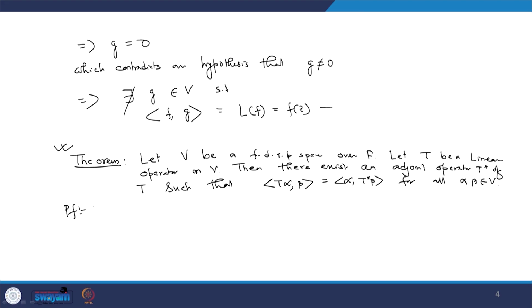So, here I am going to show you that if a space is a finite dimensional inner product space and T is a linear operator defined on it, then there exists a linear operator T star, which is called the adjoint of T, such that for any two vectors alpha and beta, the inner product of T alpha and beta equals the inner product of alpha and T star beta. So, to prove this result, what I will consider: let beta be any element of V.